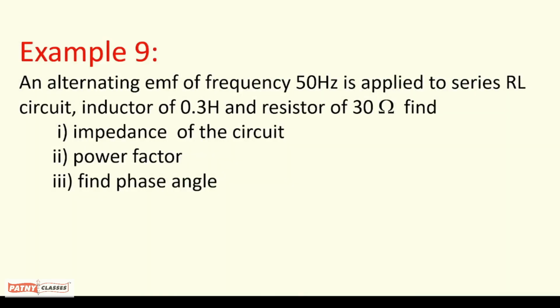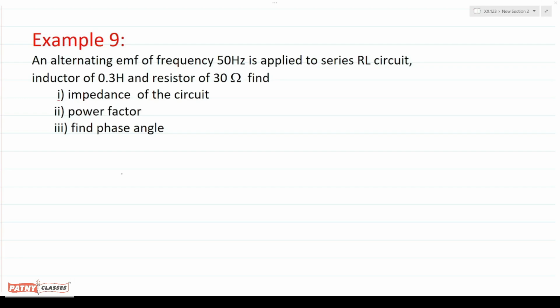Example number 9. An alternating EMF of frequency 50 Hz is applied to a series RL circuit with an inductor of 0.3 Henry and resistor of 30 ohms. Find impedance of the circuit, power factor and phase angle. First of all, let us draw the circuit diagram. This is resistor and it is an inductor. Both are connected across AC supply. They are in series, R and L.